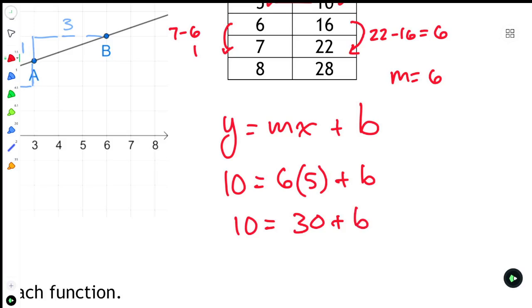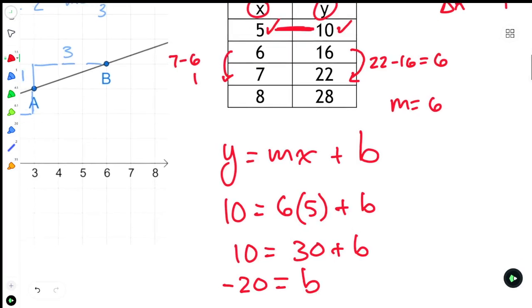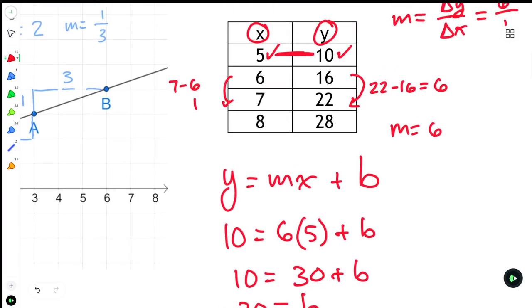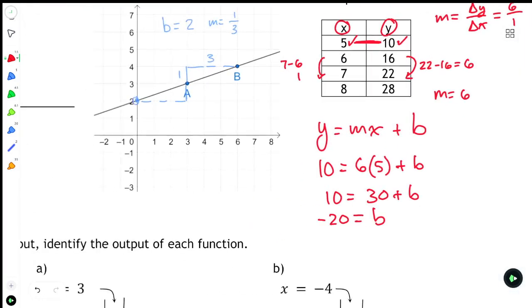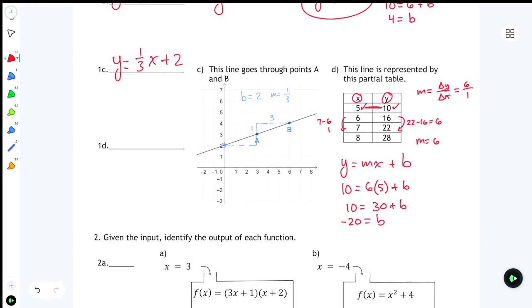And if I subtract 30 from both sides, 10 minus 30 is the number negative 20, and that's what b is. Again, any of the arithmetic, feel free to use your calculator. Just kind of practice and think about it when you do it. So what's our equation of this line? This equation is y equals going up by 6, so 6 times x, and then negative 20.